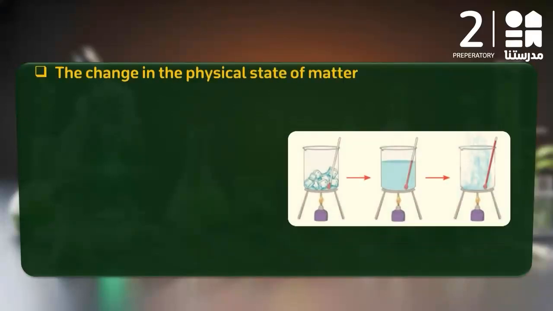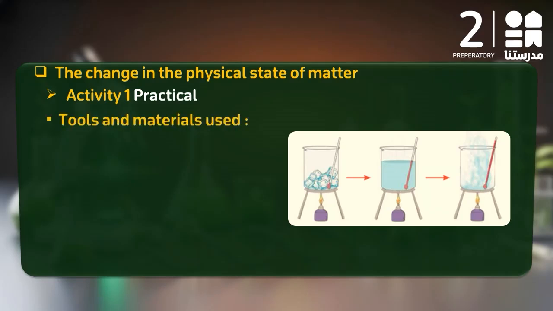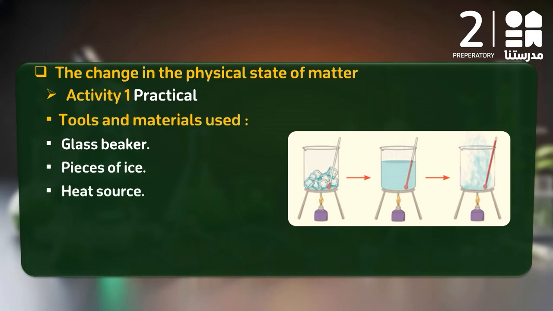We have here a figure which contains the physical state of matter change. What does the activity do? This activity is a practical one. What are the tools we use here? The first one is a glass beaker, pieces of ice, a heat source, a thermometer, and a glass rod for stirring.